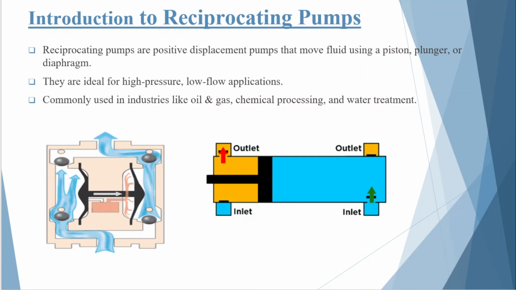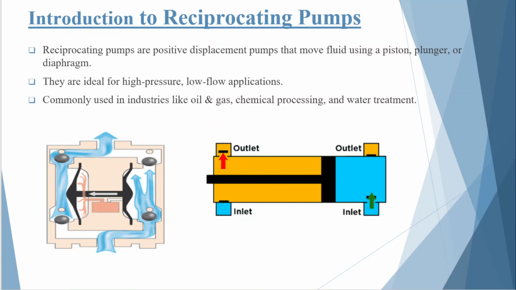Let's understand the working principle. Imagine a cylinder with a piston inside it. When the crankshaft rotates, the piston moves backward. This movement increases the cylinder volume and creates a pressure lower than the suction pressure. As a result, the suction valve opens automatically, and liquid enters the cylinder. This is called the suction stroke.